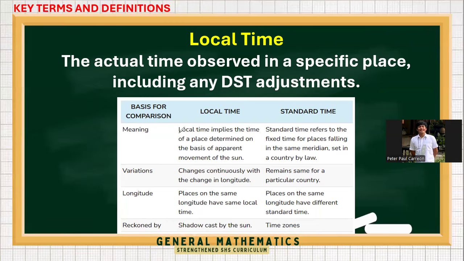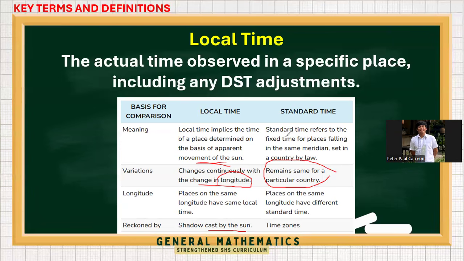For the local time, it's based on the movement of the sun, the shadow cast by the sun, and the variation changes depending on the longitude. So local time follows the same time in the same places. Like I've told you a while ago, in China, they will be following the same local time, even if they belong to different latitudes. But standard time remains the same for the particular country. So that's the example in China.